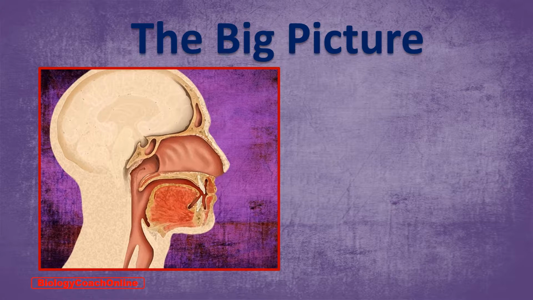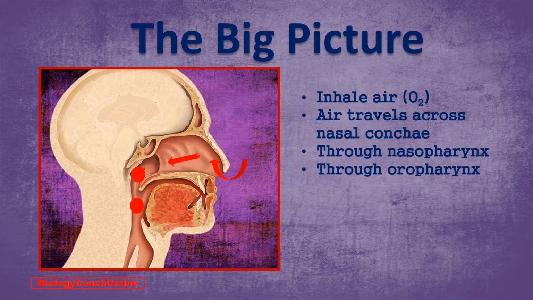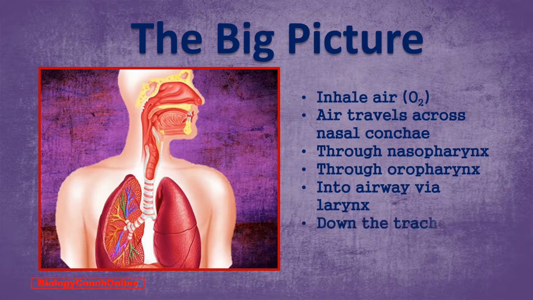So you inhale air, which is rich in oxygen. And by the way, all of these symbols are red for a reason. Now the air is scrubbed as it passes over the nasal conchae. The clean air passes through the area of the nasopharynx, through the oropharynx, and into the airway proper via the larynx. You're familiar with this process already. Now the air travels down the trachea and into the lungs.